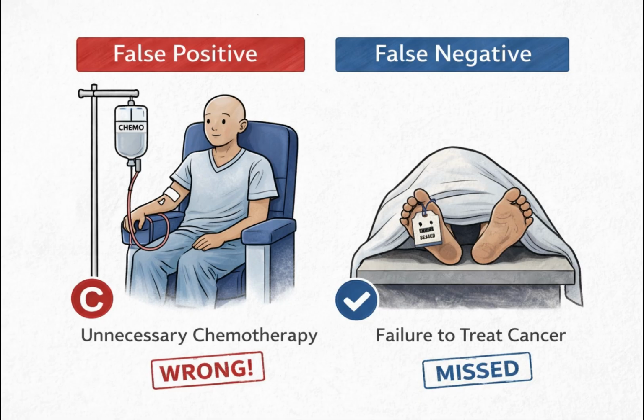In the final example, we look at medical diagnoses. On the left, a false positive leads to unnecessary chemotherapy for a patient who does not actually have cancer. On the right, a false negative misses a real cancer diagnosis, resulting in a failure to treat the disease in time. These examples show why false positives and false negatives matter. Accuracy alone cannot tell this story. To build truly reliable systems, we must carefully balance these errors depending on the real-world consequences.